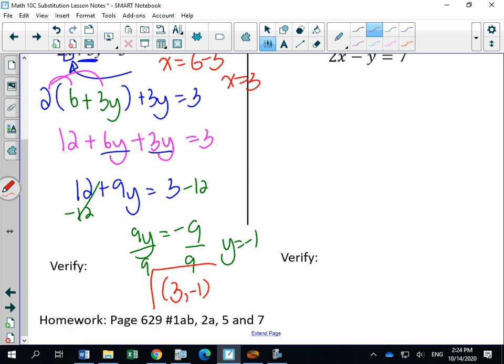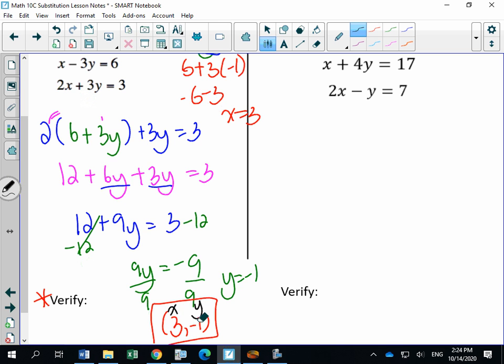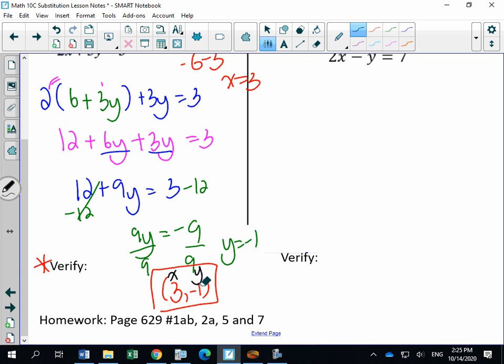Again, for this verifying, I'm skipping all this verifying to make the video a little bit quicker. So what we're verifying is, if you're going to verify, that's your x value and that's your y value. And you're always going to verify in the original equation, right? So you would plug this x and this y into this first system, and you should get 6 as an answer. You'd then plug the x and the y into your second system, and you should get your solution. 3 comma negative 1 is verified.